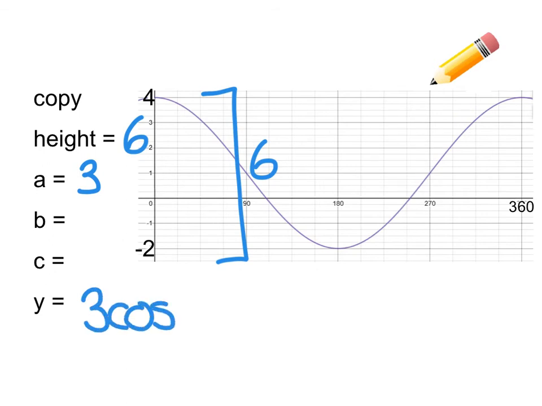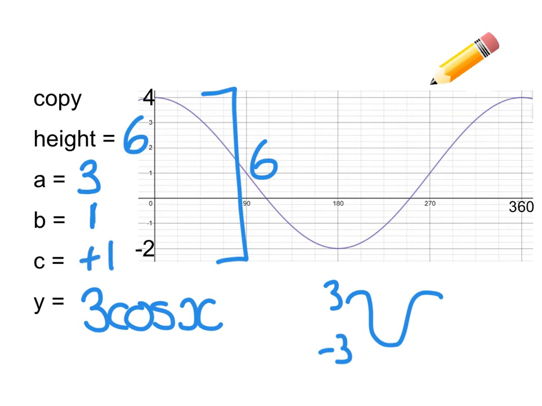B is the number of waves. Again, I've only got one wave, so it's 3 cos x. Now the graph of 3 cos x should go from 3 to minus 3. Ours goes from 4 to minus 2. So that's clearly a shift up of 1. 3 has moved up to 4. So it's moved up 1 place.